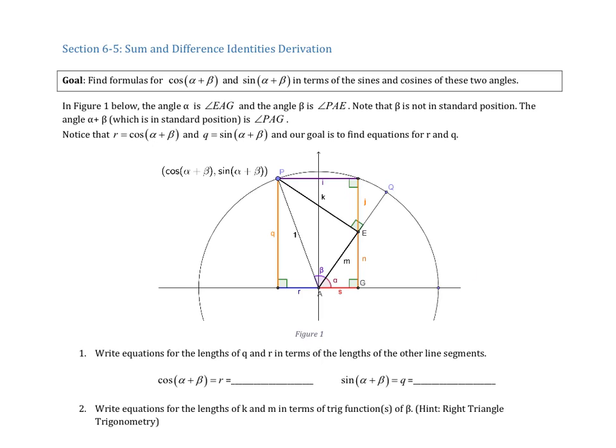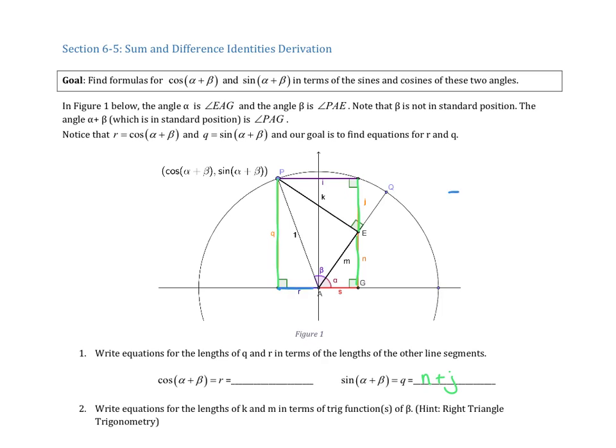Okay, so to start with, we're going to write equations for the lengths of q and r in terms of the other line segments. The easier one is to do this sine of alpha plus beta, the q side. And I can see over here, here's my q length, and there are two line segments that actually sum to that. So the sine of alpha plus beta is q, which is whatever the length of n is, plus the length of j. We have to do a little bit more work for r, because r is actually negative.